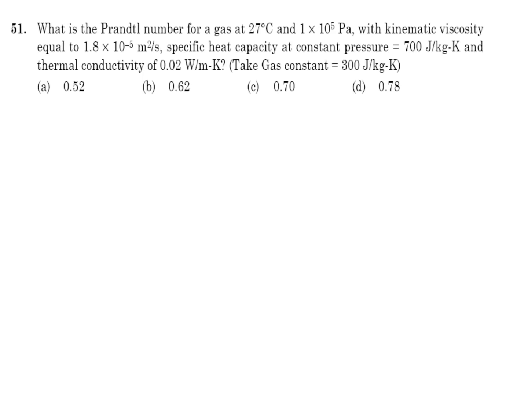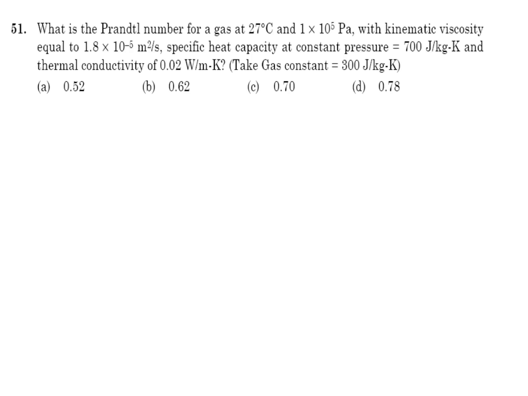Question is, what is the Prandtl number for a gas at 27 degrees Celsius and 1 into 10 to the power 5 Pascal with kinematic viscosity equal to 1.8 into 10 to the power minus 5 meter square per second, specific heat capacity at constant pressure equal to 700 joule per kg Kelvin and thermal conductivity of 0.02 watt per meter Kelvin. Take gas constant equal to 300 joule per kg Kelvin.